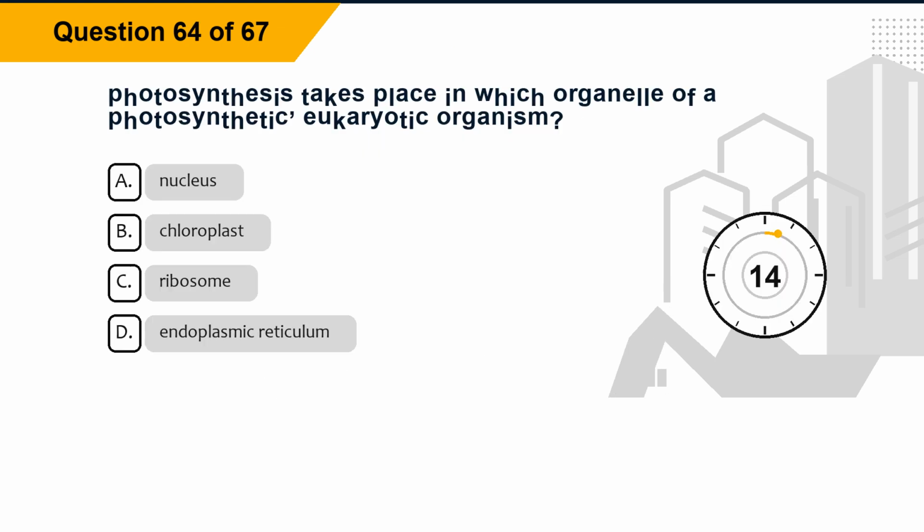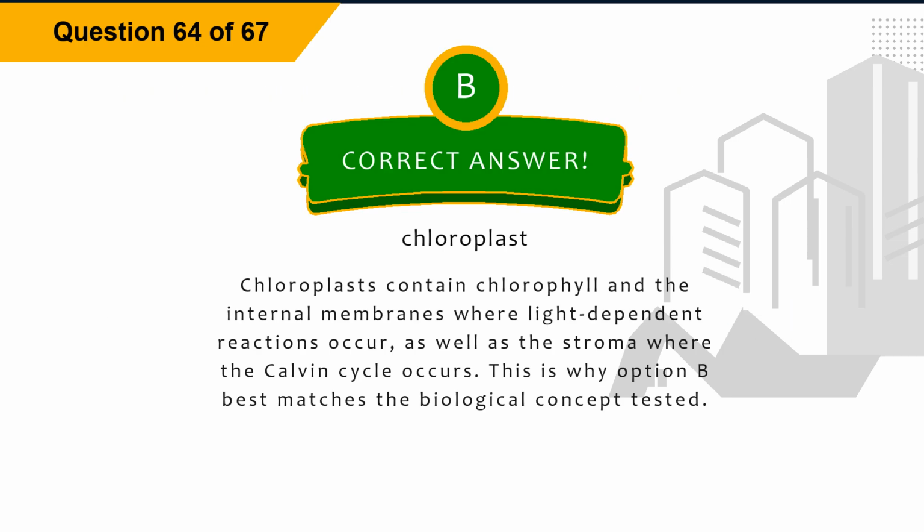Question 64. Photosynthesis takes place in which organelle of a photosynthetic, eukaryotic organism? Option A, nucleus. Option B, chloroplast. Option C, ribosome. Option D, endoplasmic reticulum. The correct answer is option B, chloroplast. Explanation. Chloroplasts contain chlorophyll and the internal membranes where light-dependent reactions occur, as well as the stroma where the Calvin cycle occurs. This is why option B best matches the biological concept tested.